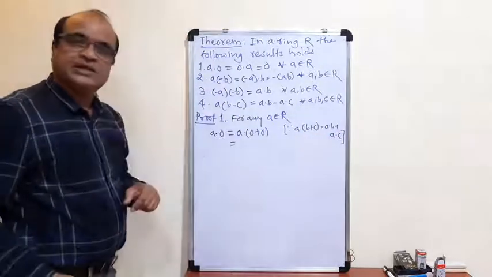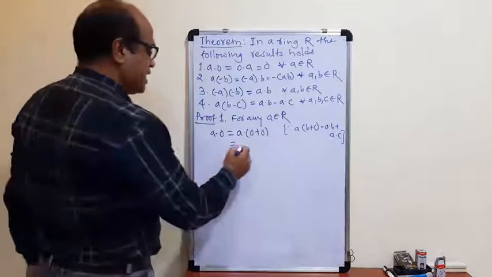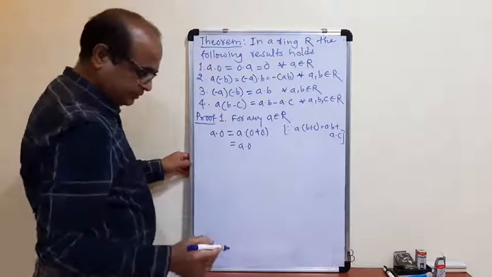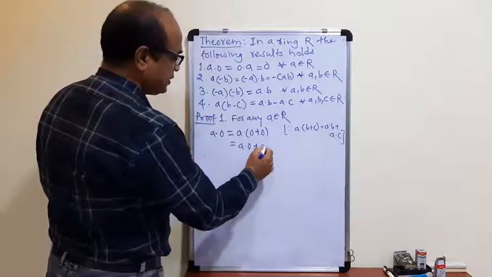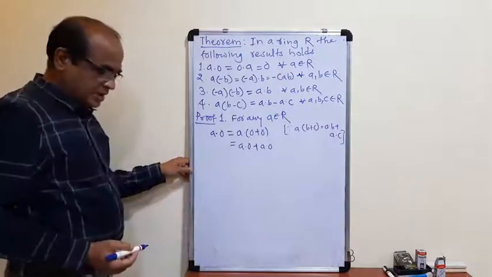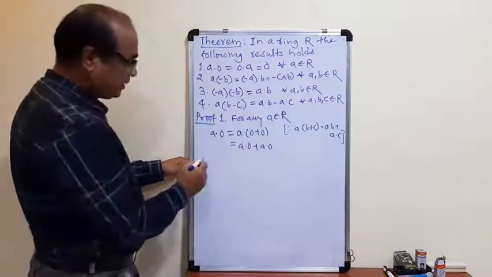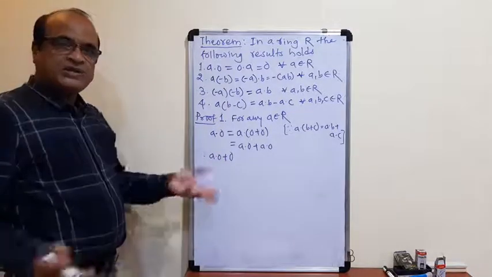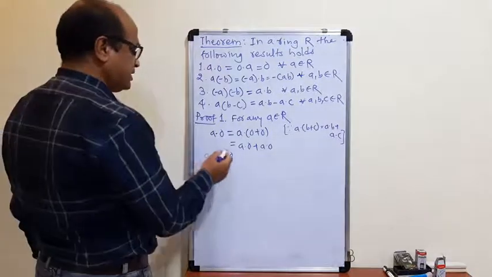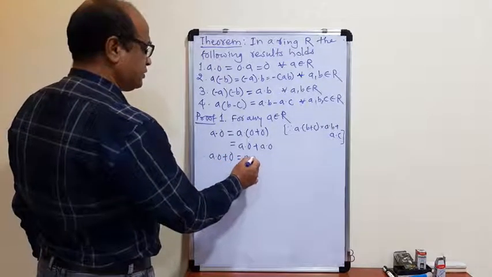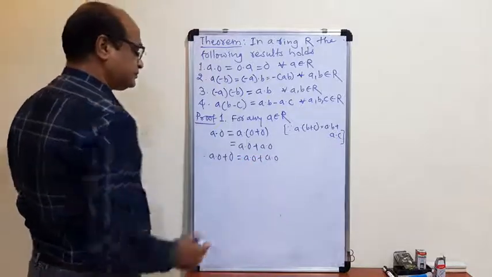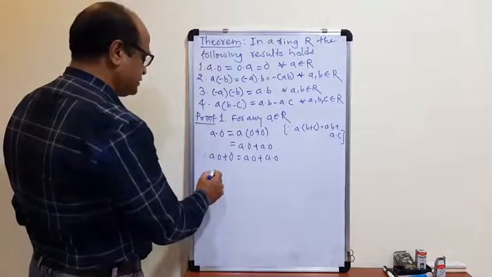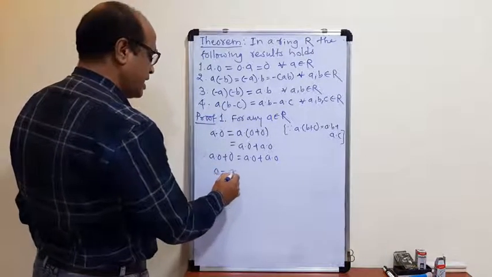By using this law, this can be written as A into 0, which is equal to A into (0 plus 0), because 0 is the identity element here. So this can be written as A into 0 plus A into 0. So we can also write A into 0 plus 0 is equal to A into 0.